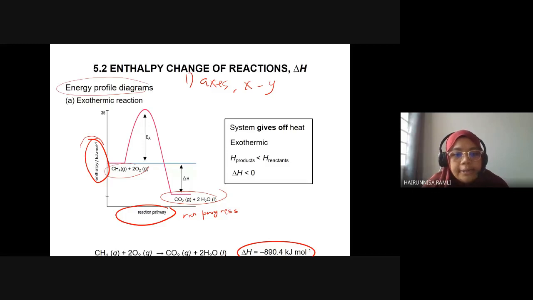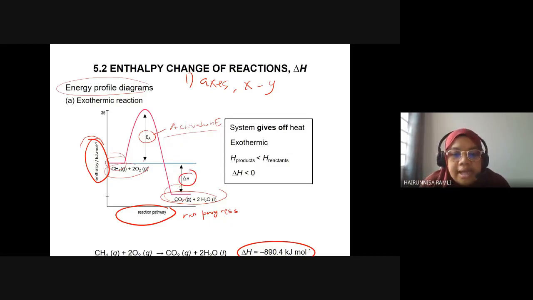So what else must be there? The shape. For exothermic, the reactants should be higher than the product. Then you have the value of EA, which is the activation energy. I won't explain this much; you will learn the details of activation energy next semester in chapter 1. Basically, EA is the distance from the reactant to the peak.